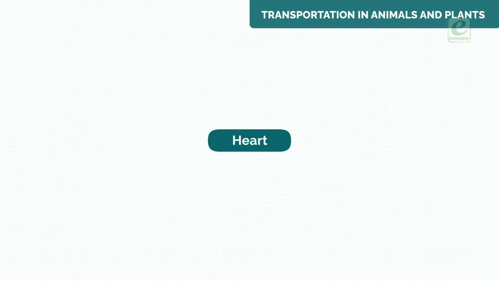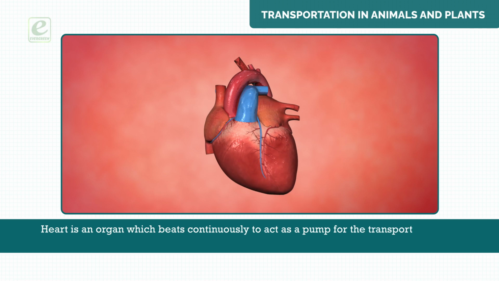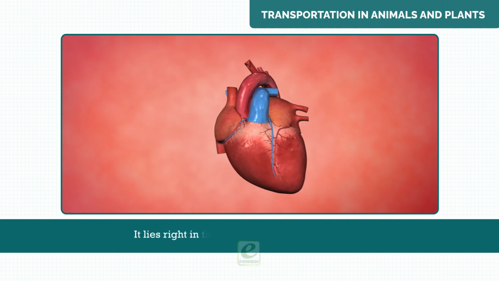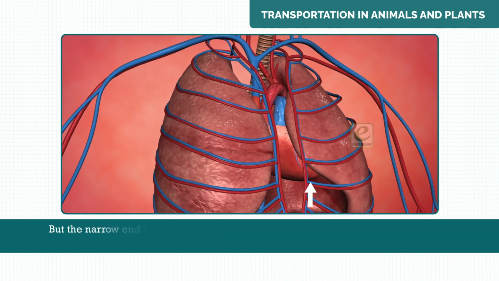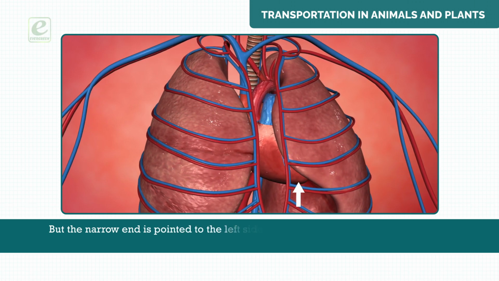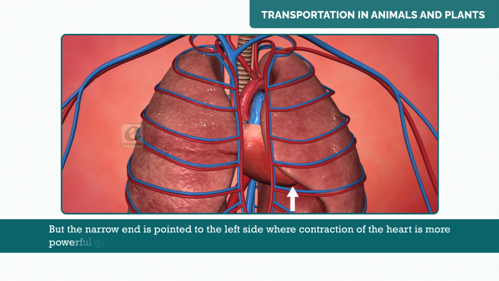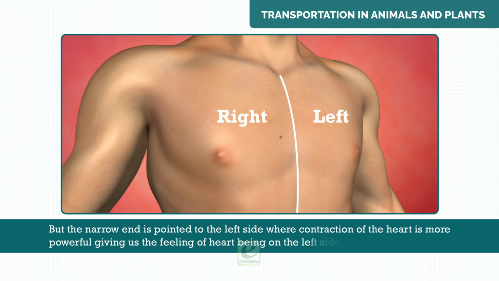Heart. Heart is an organ which beats continuously to act as a pump for the transport of blood. Many people believe that heart is on the left side of the chest, but that is not true. It lies right in the center between the two lungs. But the narrow end is pointed to the left side, where contraction of the heart is more powerful, giving us the feeling that heart being on the left side.